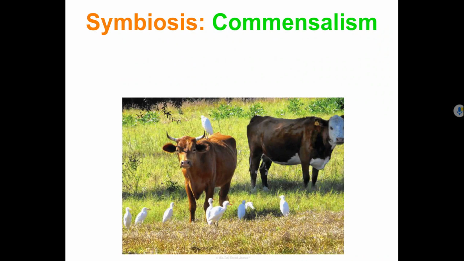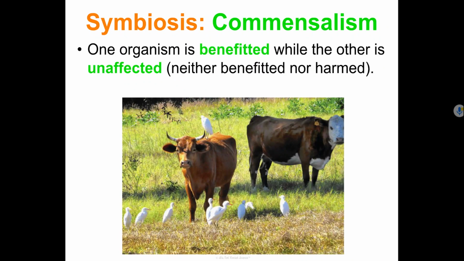Okay, a second type of symbiosis is commensalism. This is when one organism is benefited while the other is unaffected. That organism is neither benefited nor harmed. A great example of this is cattle and cattle egrets. Cattle egrets are the birds you see in this picture. And the cattle egret benefits when insects in the grass are flushed out while the cows eat. And the cows in this case are unaffected by the presence of the cattle egret. But again, the cattle egret benefits from the activity of the cow.